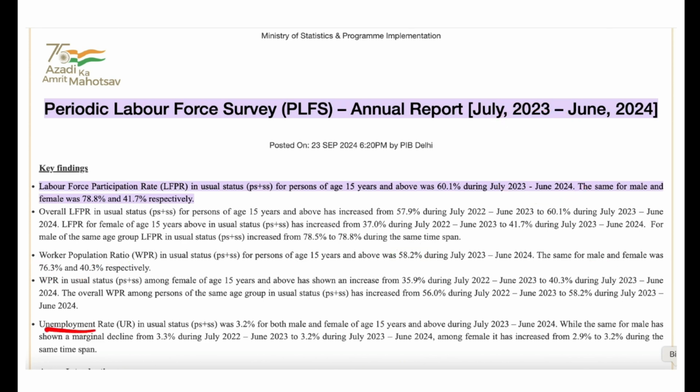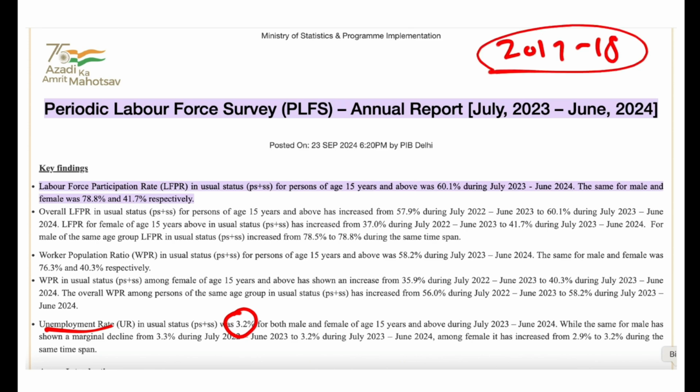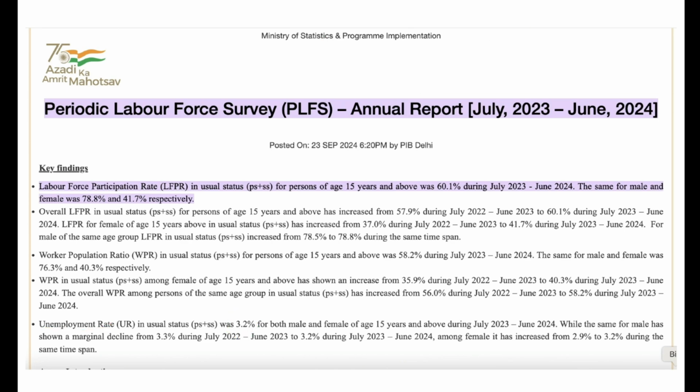Now let us come to the unemployment rate. So unemployment rate was 3.2%. Unemployment rate was 3.2%. By the way, it was same 3.2% for the financial year 23 as well. So there is no change in the unemployment rate. The unemployment rate is stagnant. Obviously, we want unemployment rate to go down, but we have not been able to do so. So in fact, this is the first time since 2017-18 that the unemployment rate has not decreased. So this shows the problem of unemployment is still persisting.